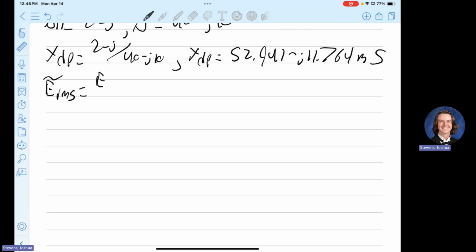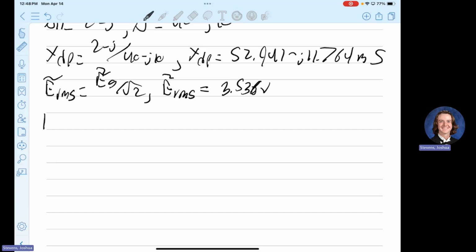Well, so I've told you about that. How do we find it? Exactly. So when we do that, ERMS becomes 3.536 volts. Okay. We have a voltage. We have a YDP, which is our impedance. What can we do now? What can we find with voltage and impedance? Admittance, sorry, which is the inverse of impedance.